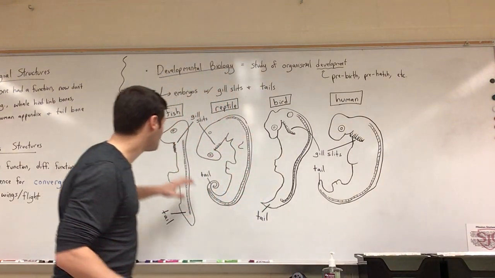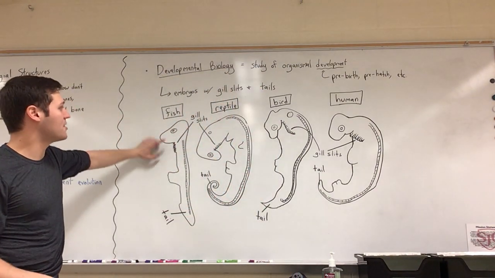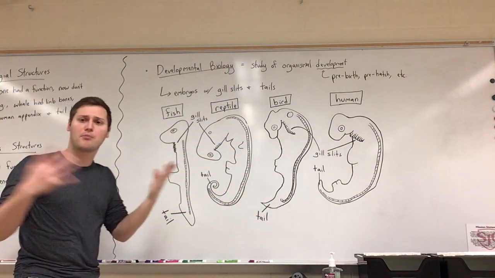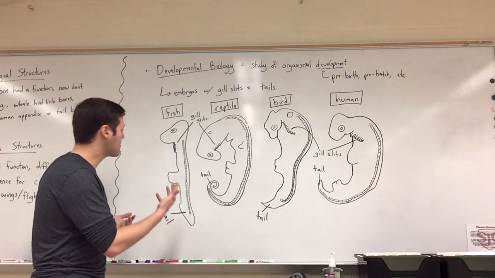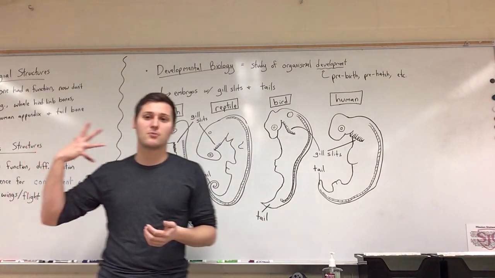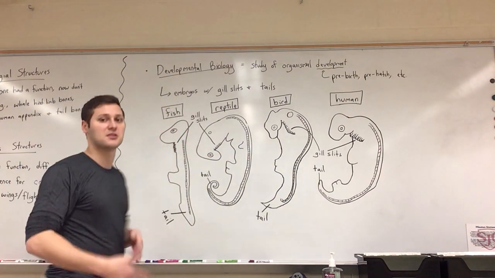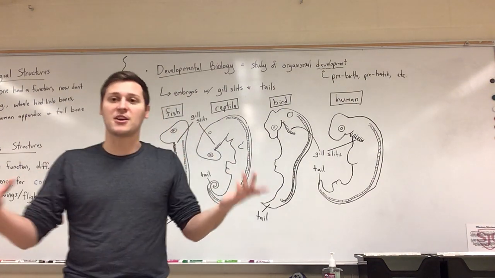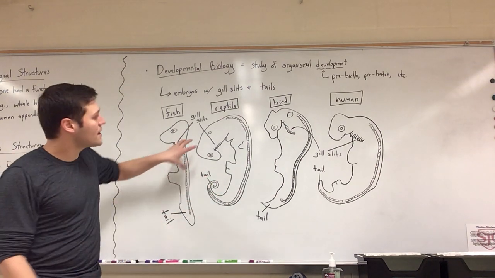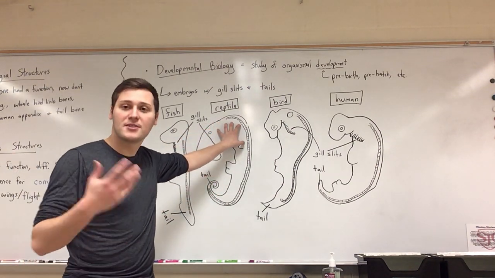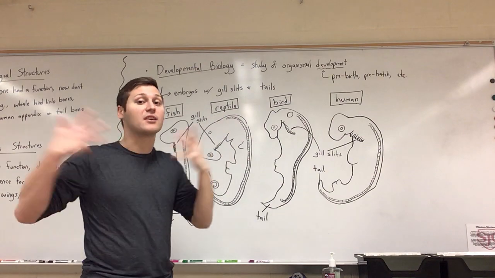So, for instance, let's look at the fish. It probably comes as no surprise that a fish develops with gills, right? So it starts developing gill slits. It also develops a tail, which it uses for swimming. Makes sense, it's a fish. But if you look at a reptile, reptiles, as you know, do not have gills, right?